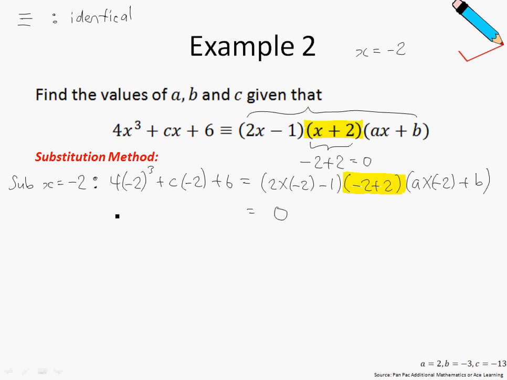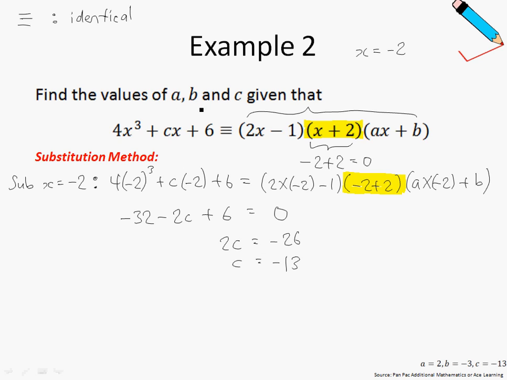This is sort of what we want, because now we can safely solve for c. So over here, this is -32 minus 2c plus 6 equals 0. Simplifying this by shifting the 2c over to the right hand side, and simplifying a little bit further, I get 2c equals -26, and therefore c is just -13. Now we have solved for one of the unknowns.